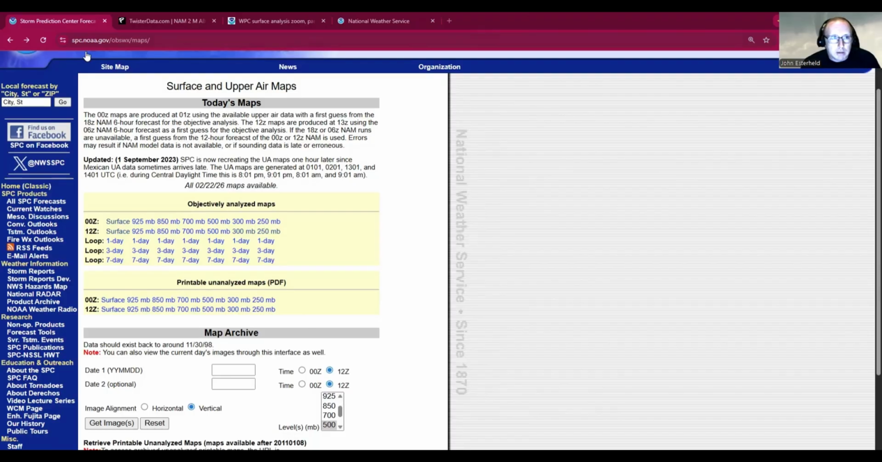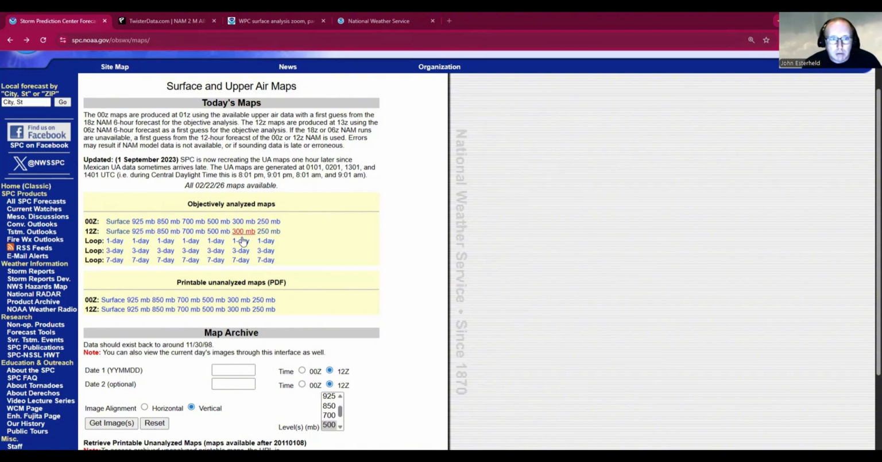But first, what I want to do is just take a look at what the observations were this morning. It's currently 5:40 p.m., the evening of the 22nd. Okay, so first I'm at the SPC page where they have both the 12Z and 0Z objectively analyzed maps based on the weather balloon launches that are twice a day at those respective times.